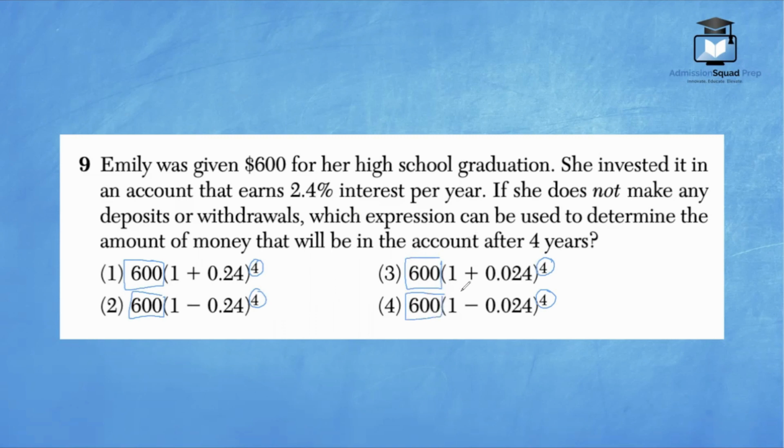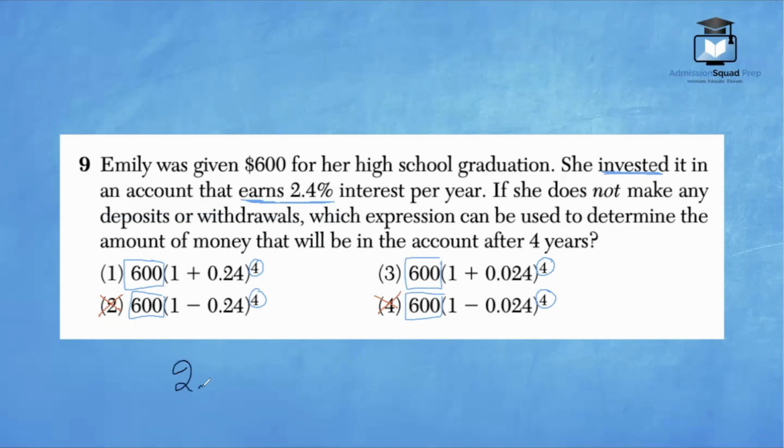We should also pay attention to what's happening in the problem. She is investing this money. Anytime you invest money and you are earning interest on an annual basis, that means your money should be going up, which means we're looking for an addition operation. So automatically we can go ahead and eliminate answer choice 4 and answer choice 2 because there is a subtraction operation. For answer choice 1 and 3, the only difference is how the actual interest rate is showing up.